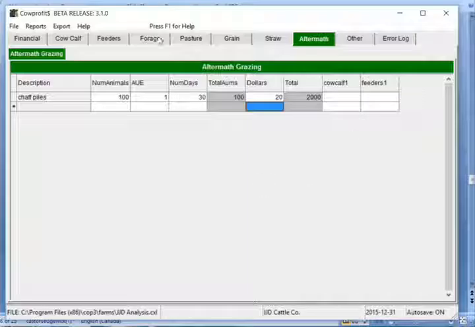So that is the way you deal with forage and grain and straw, which are exactly the same as the forage grid, and then pasture and aftermath, which are exactly the same here. Next, we'll talk about the other enterprise.